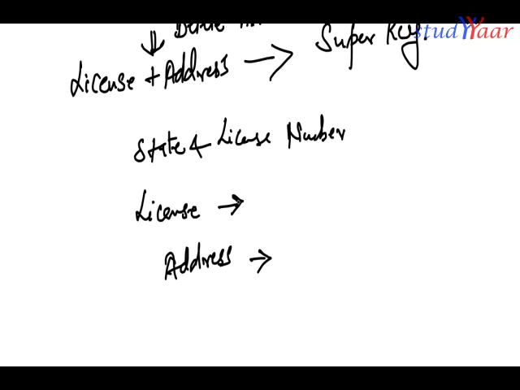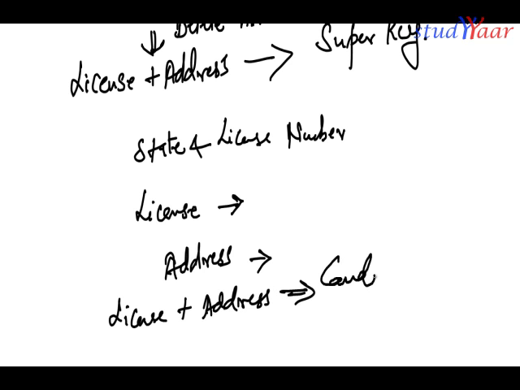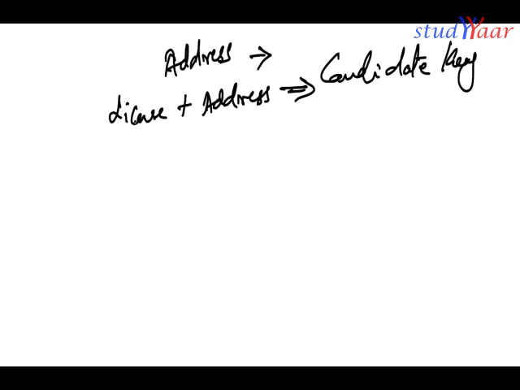So I say license plus address is a candidate key, which means you cannot delete an attribute from this and still get a super key. It's not possible. It is a minimal super key.